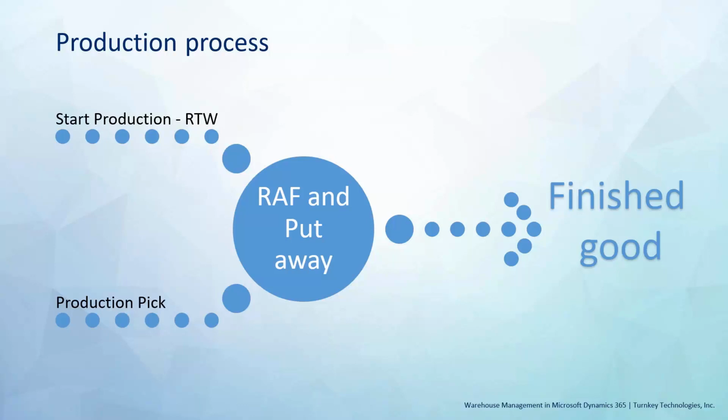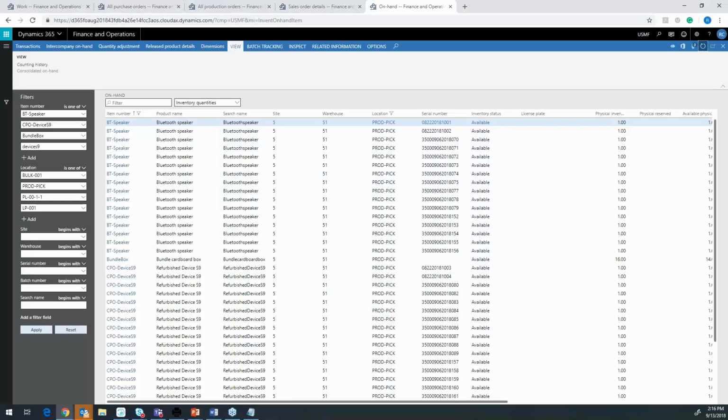After that, once we have consumed the materials, we are going to do the report as finished and put away process, which is going to be the final step on the production order and the placing of the finished good at the location where we are going to place the finished good. All right, so let's jump back to the system.